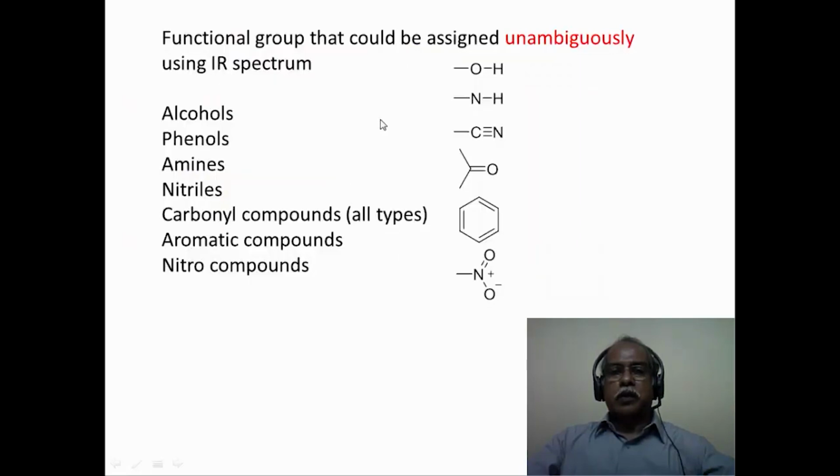Now, the functional groups that could be easily or unambiguously assigned from an infrared spectrum are typically alcohols and phenols, amines, nitriles, carbonyl compounds, aromatic compounds and nitro compounds. Although the infrared spectra give a wealth of information about a lot of other functional groups, from the organic chemist's point of view, these are the functional groups that one normally looks for in the infrared spectrum. The presence or absence of these functional groups can be unambiguously assigned.